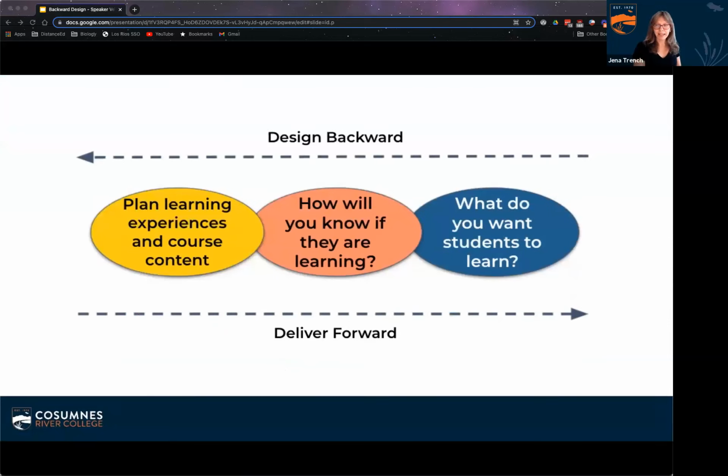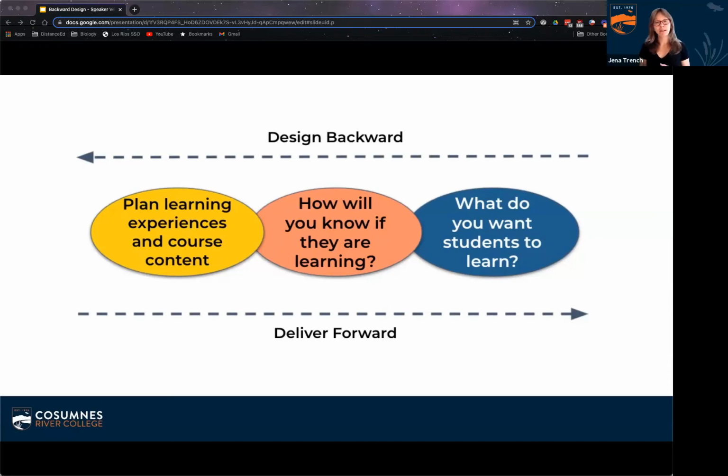I like to look at it with questions. I think using questions helps us identify what these three steps sort of involve. So the three key decisions that you would make if you were using backward design is first, what do I want my students to learn? And those are your outcomes, right? So what is it that I want my students to have in their toolkit, in their quiver of skills when they leave my class?